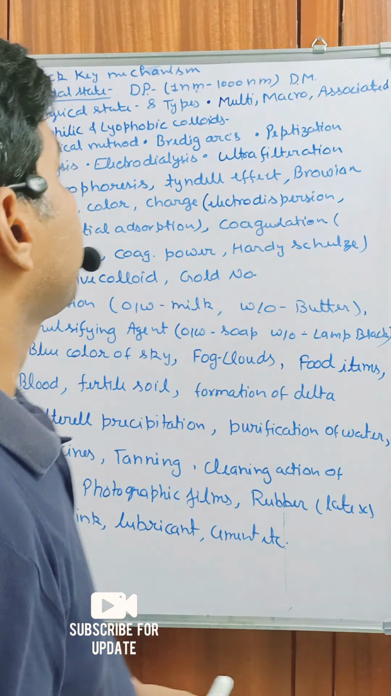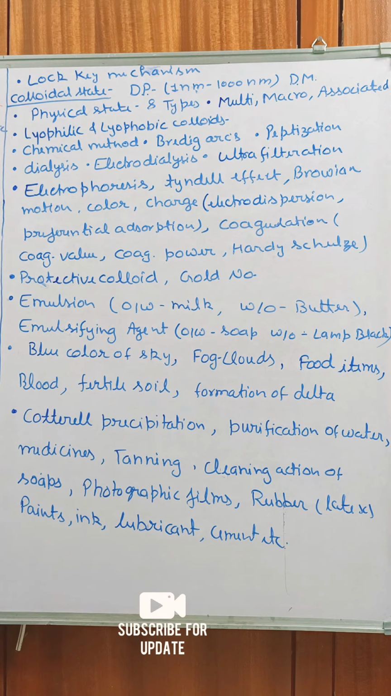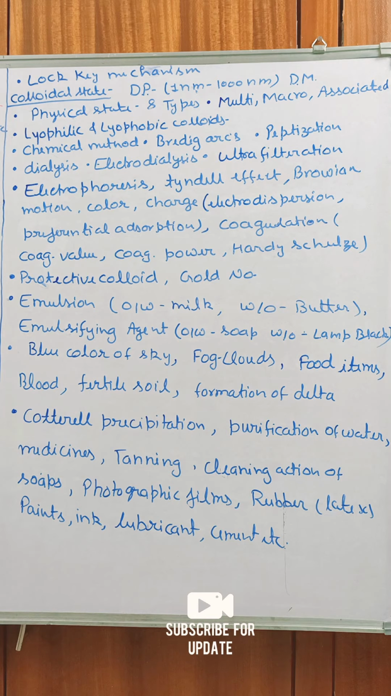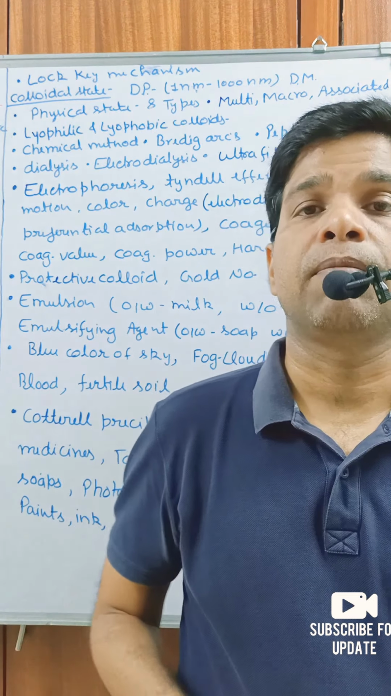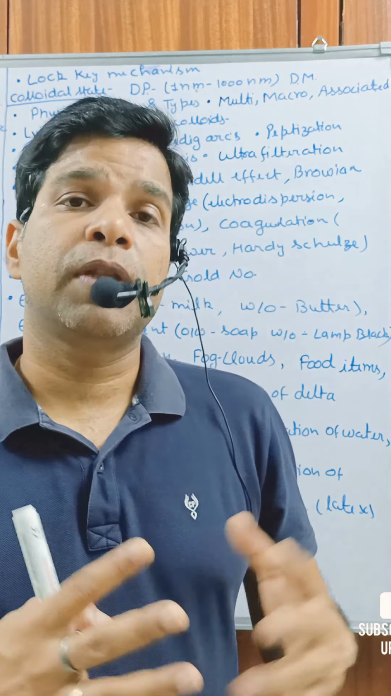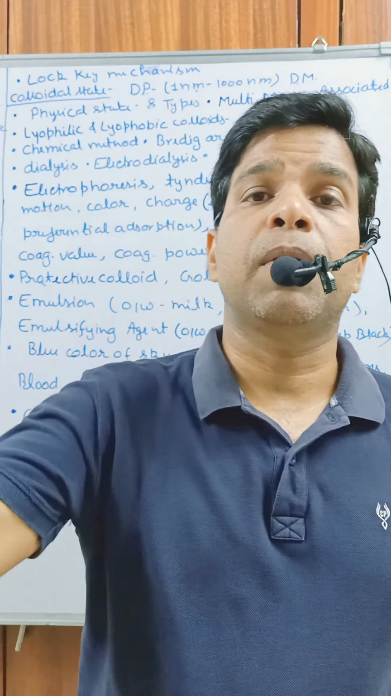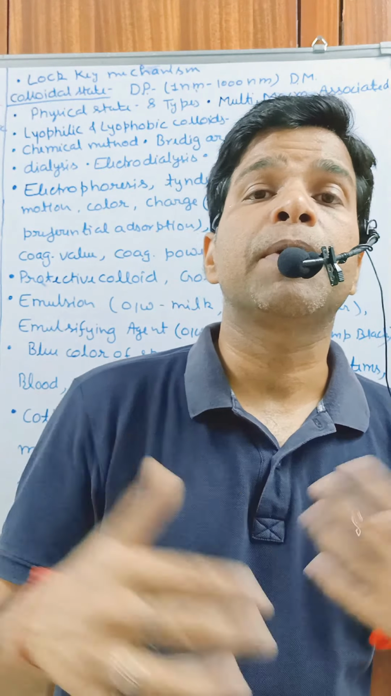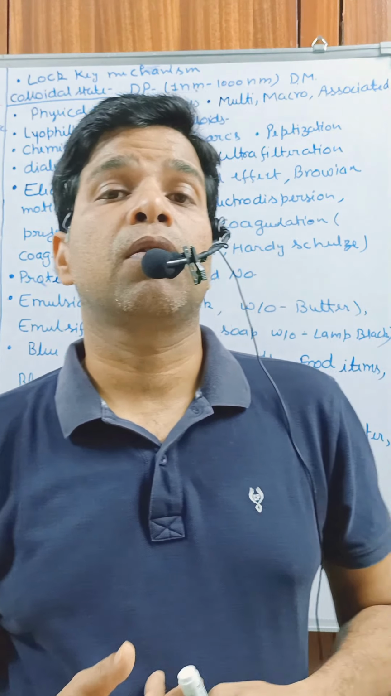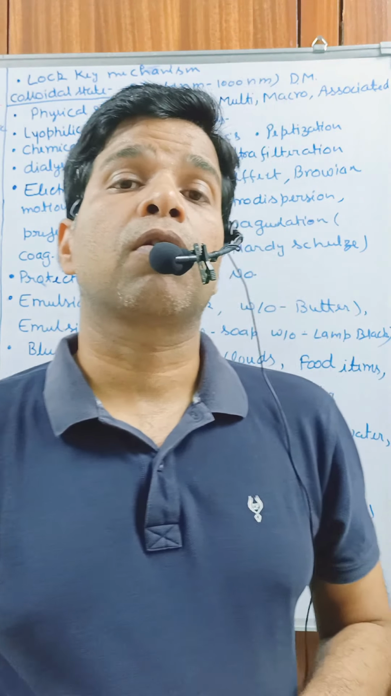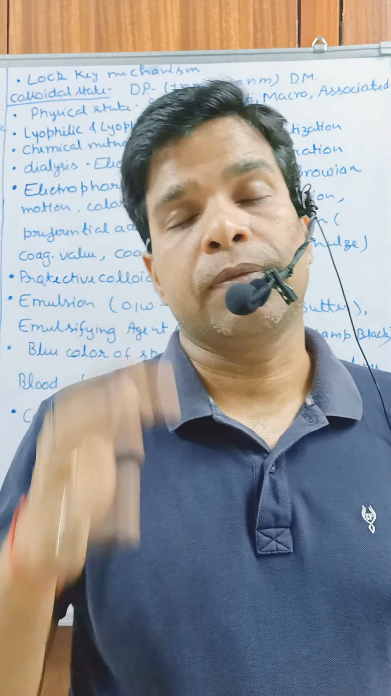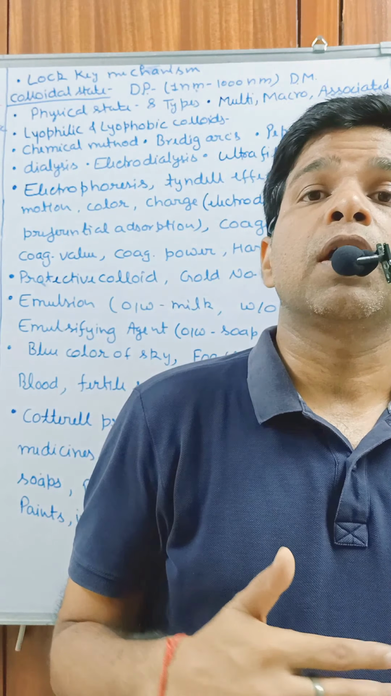Now next is purification by dialysis, electrodialysis, and ultrafiltration. What is dialysis? Colloidal particles cannot cross an animal membrane, so we take the colloidal system in parchment paper or an animal membrane and we pass water. Electrolytes present as impurities in the colloidal system can cross the animal membrane, but the colloidal particles cannot. So through dialysis we can purify the colloidal system.